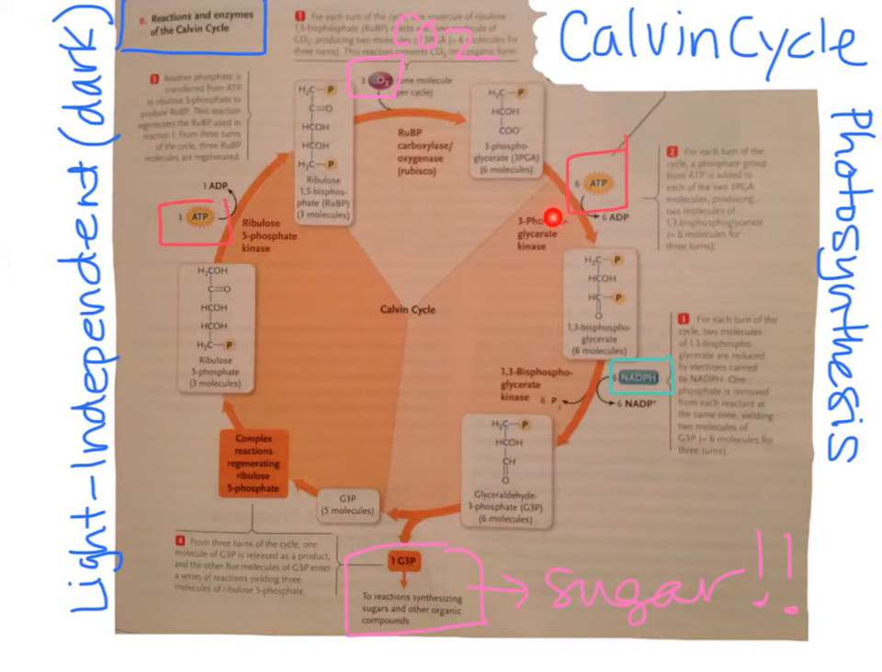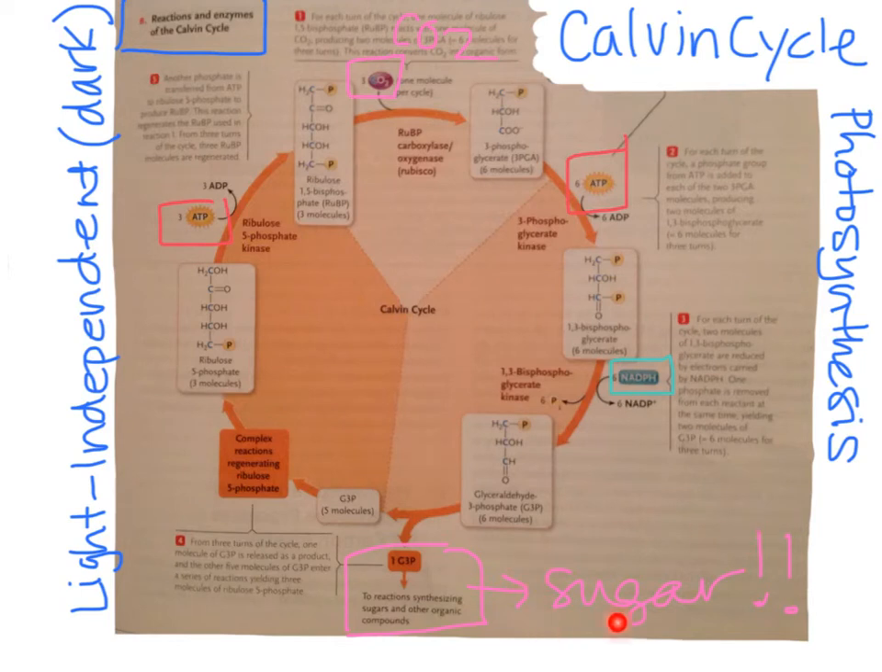It needs the products of the light-dependent reactions, ATP in multiple places, and NADPH, right? Have to have that guy or it's not going to go. What's the point of the Calvin cycle? To make sugar. Woohoo! So what else do we need?